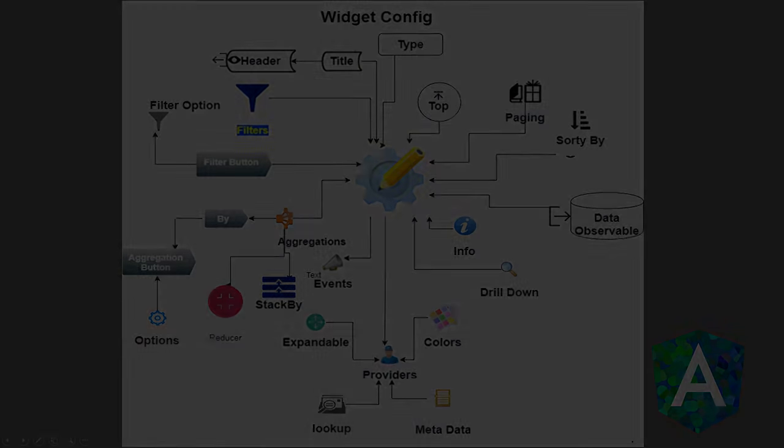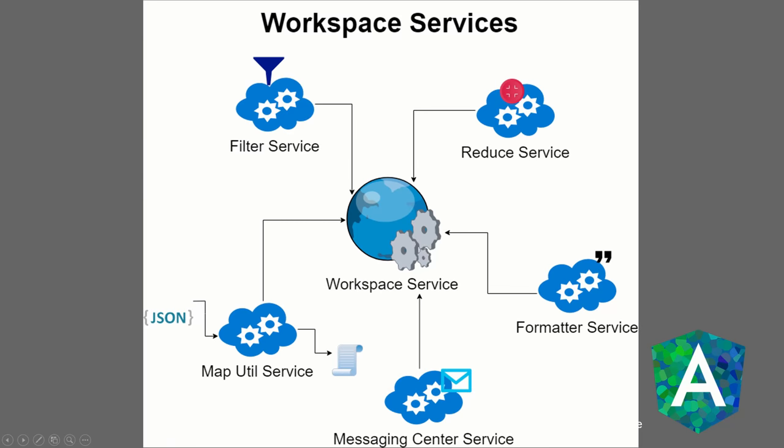Going to the next slide, what services did we have? We have a filter service, we have a reduce service, we have a formatter service to format numbers and dates, we have a mapUtil service to do the mapping between JSON and the actual class or the actual model, and we have the messaging service that does messaging from parent to different child, from child to child, or from child to the parent component.